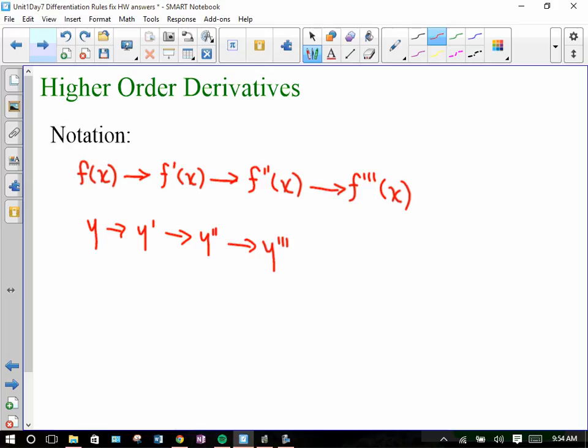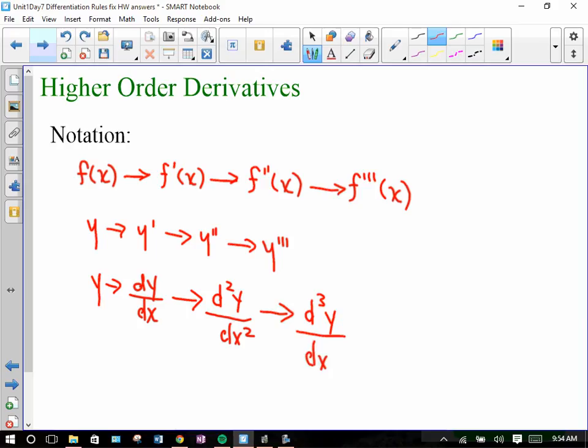Another way to write it: the first derivative would be dy/dx. The second derivative would be d2y over dx squared. The third one would be d3y over dx cubed. And then you can continue going on forever. Those are pretty much going to be the main notations that we use.